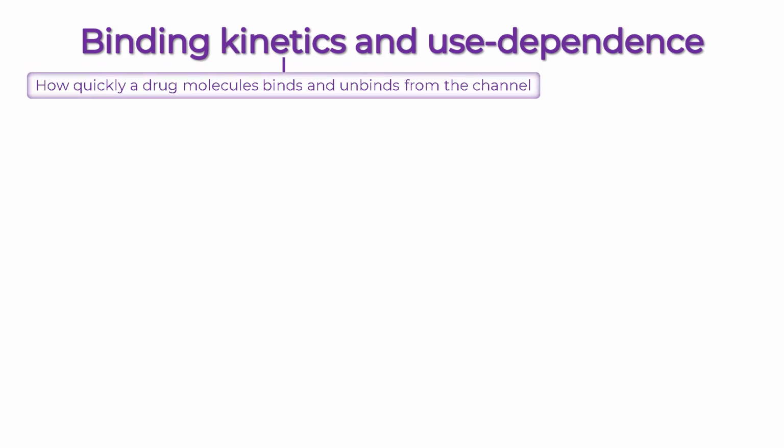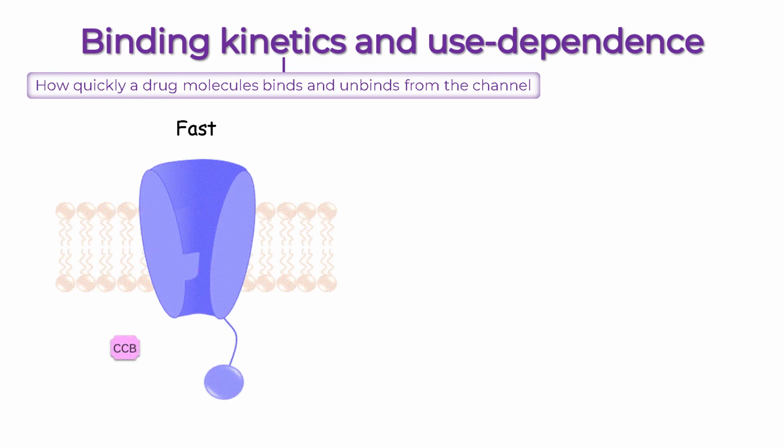The use dependence of a drug depends not only on which channel state it prefers, but also on its binding kinetics: how quickly it associates with and dissociates from the channel. In the animation on the left, you can see a blocker with fast kinetics. It attaches and detaches quickly, so it may enter, bind, and leave the channel before it closes. Because it unbinds readily between action potentials, the level of block doesn't build up much over time. This produces weak use dependence.